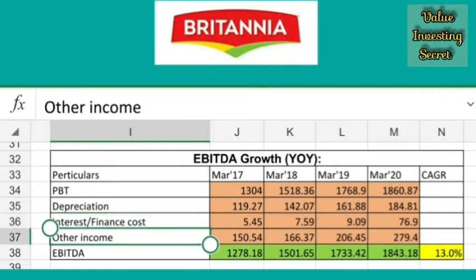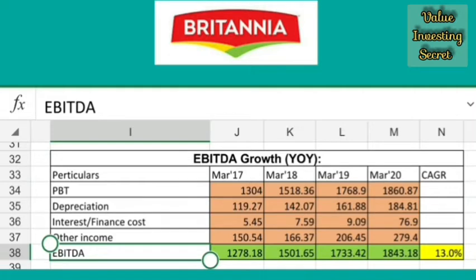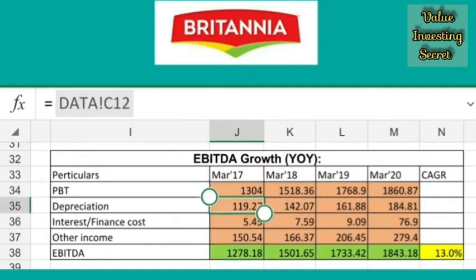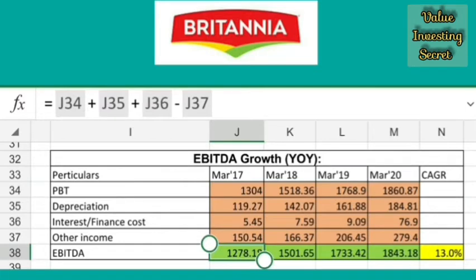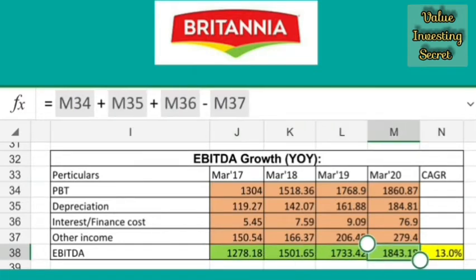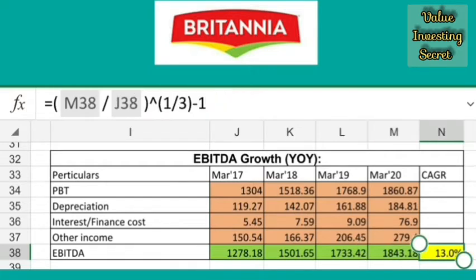So these data we can get from annual report. To calculate EBITDA, we have to use the formula, that is very simple formula. So we have to add PBT, depreciation, interest cost and minus other income. You will get the EBITDA for the particular year. Then I have calculated for all the 4 years. Then I calculated the CAGR, that is 13%.